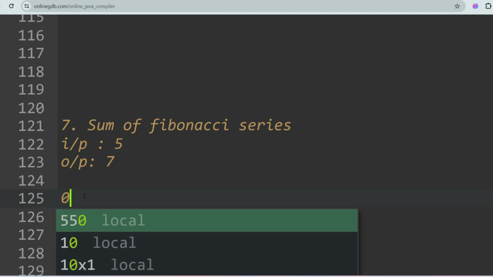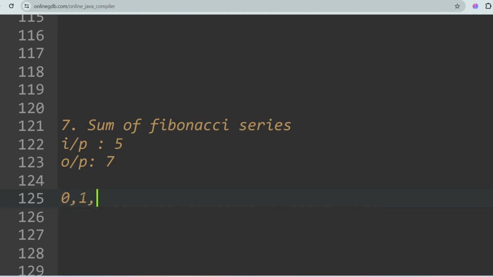Like in this case up to 5, the Fibonacci series numbers are 0, 1, 1, 2, 3, so 5 values, right? If you add them, 3 plus 2 becomes 5, plus 1 is 6, plus 1 is 7, right? So output is 7. So this way you have to get the output, right? These are very easy questions. Still, if you see in the questions, the question is actually broad, but the main gist is this.